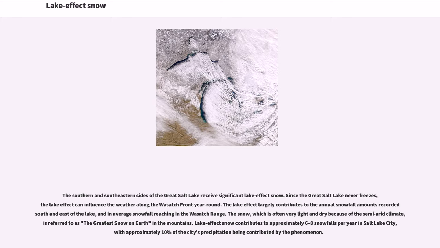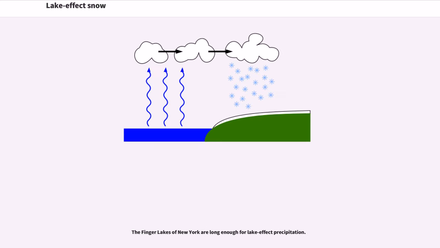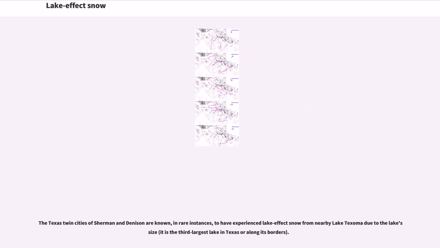Lake effect snow contributes to approximately 6 to 8 snowfalls per year in Salt Lake City, with approximately 10% of the city's precipitation being contributed by the phenomenon. The Finger Lakes of New York are long enough for lake effect precipitation. The Texas twin cities of Sherman and Denison are known, in rare instances, to have experienced lake effect snow from nearby Lake Texoma due to the lake size.